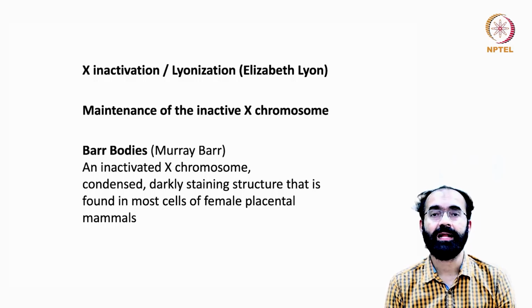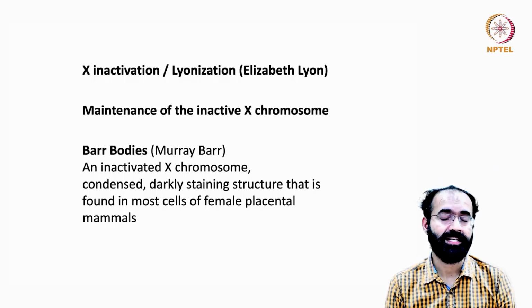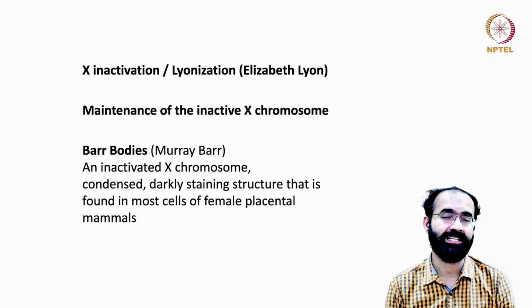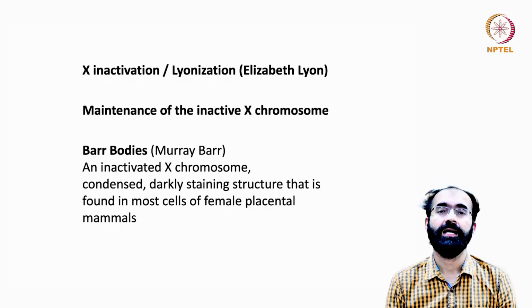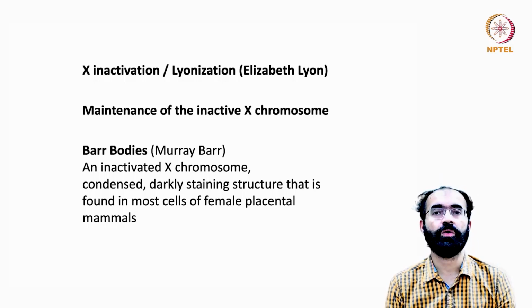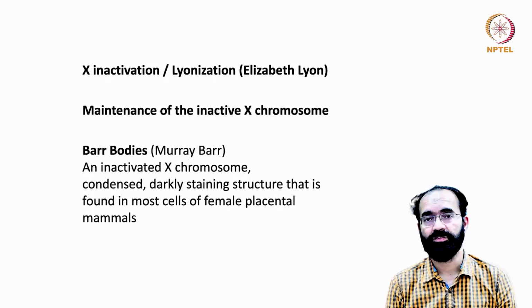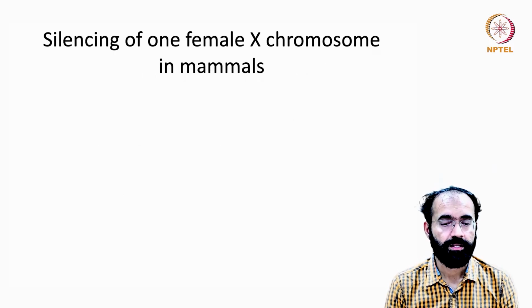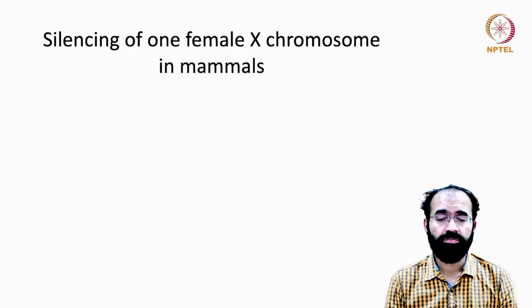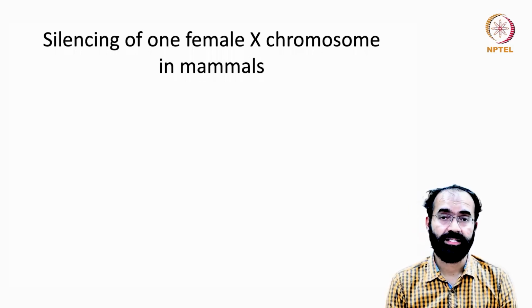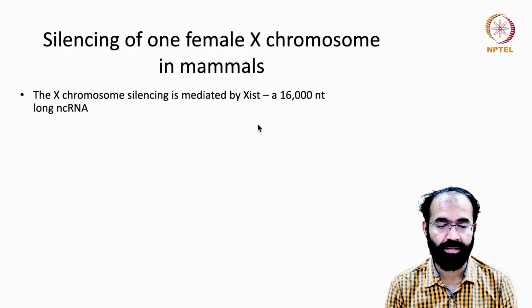Placental mammals are a group of animals that have a placenta during development. Some animals do not have a placenta; they are called non-placental mammals. So we will not go into embryology or animal classification, but understand placental mammals are the ones which follow this kind of X chromosome inactivation. Silencing of one female X chromosome in mammals takes place during the very beginning of development itself.